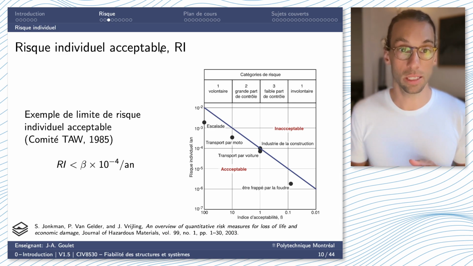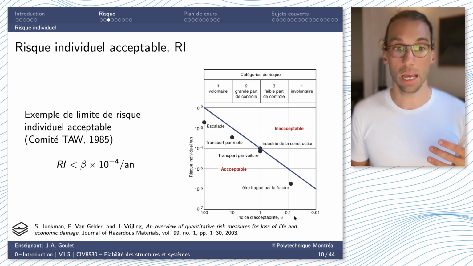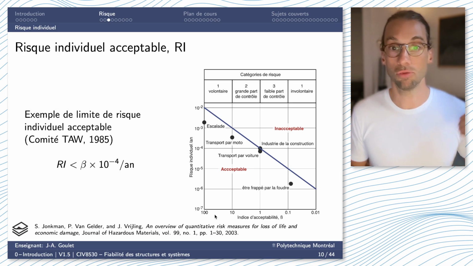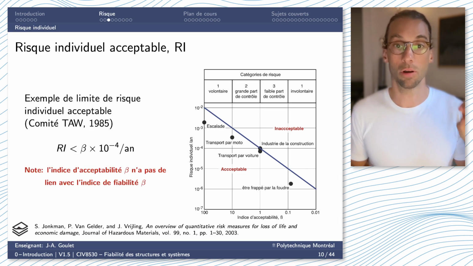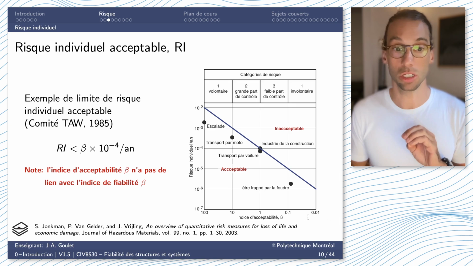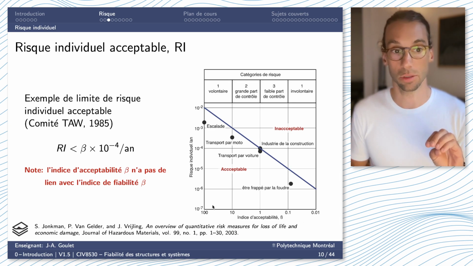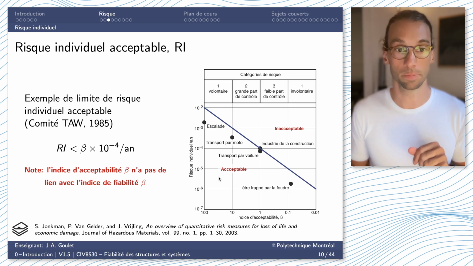So for instance, in this diagram, we can see on the horizontal axis the acceptability index. On the left, we have something that is fully personal choice. On the right, it's involuntary. You didn't choose to be exposed to that risk. And keep in mind that beta is not the same as what we're going to see in reliability theory as our reliability index. It's just something specific to the notion of risk. So just don't mix up those two betas.